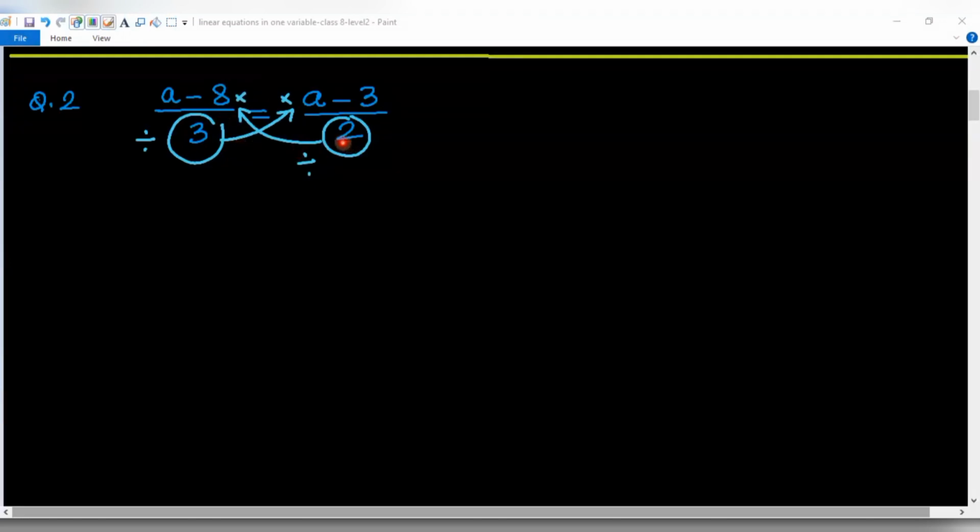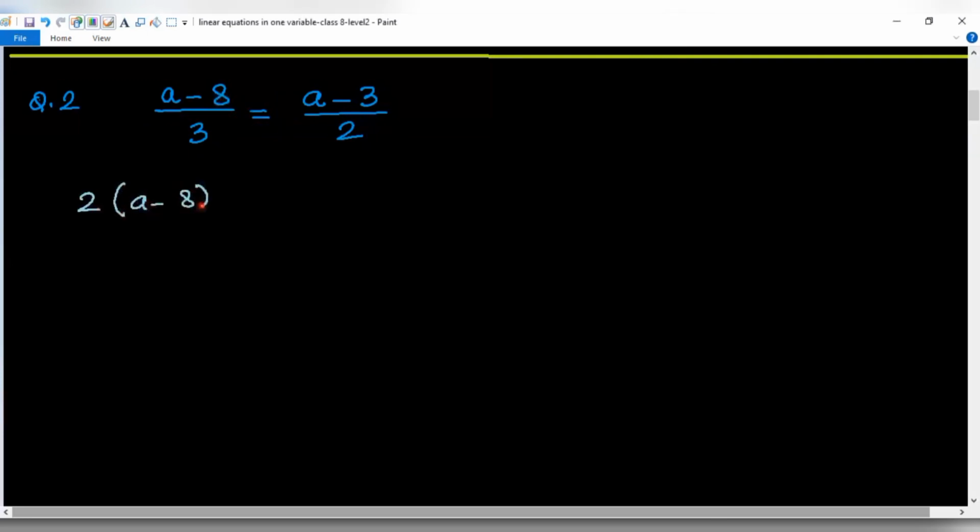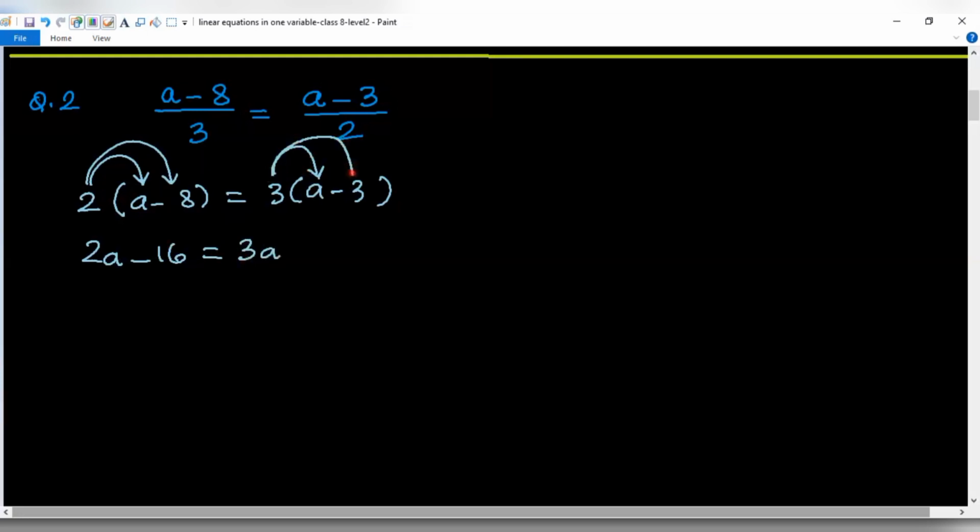So let us do that. 2 into a minus 8 is equal to 3 into a minus 3. Cross multiplication. Next, we have to open the bracket. 2 into a, 2a, 2 into minus 8, minus 16 equals 3 into a, 3a, 3 into minus 3, that is minus 9.